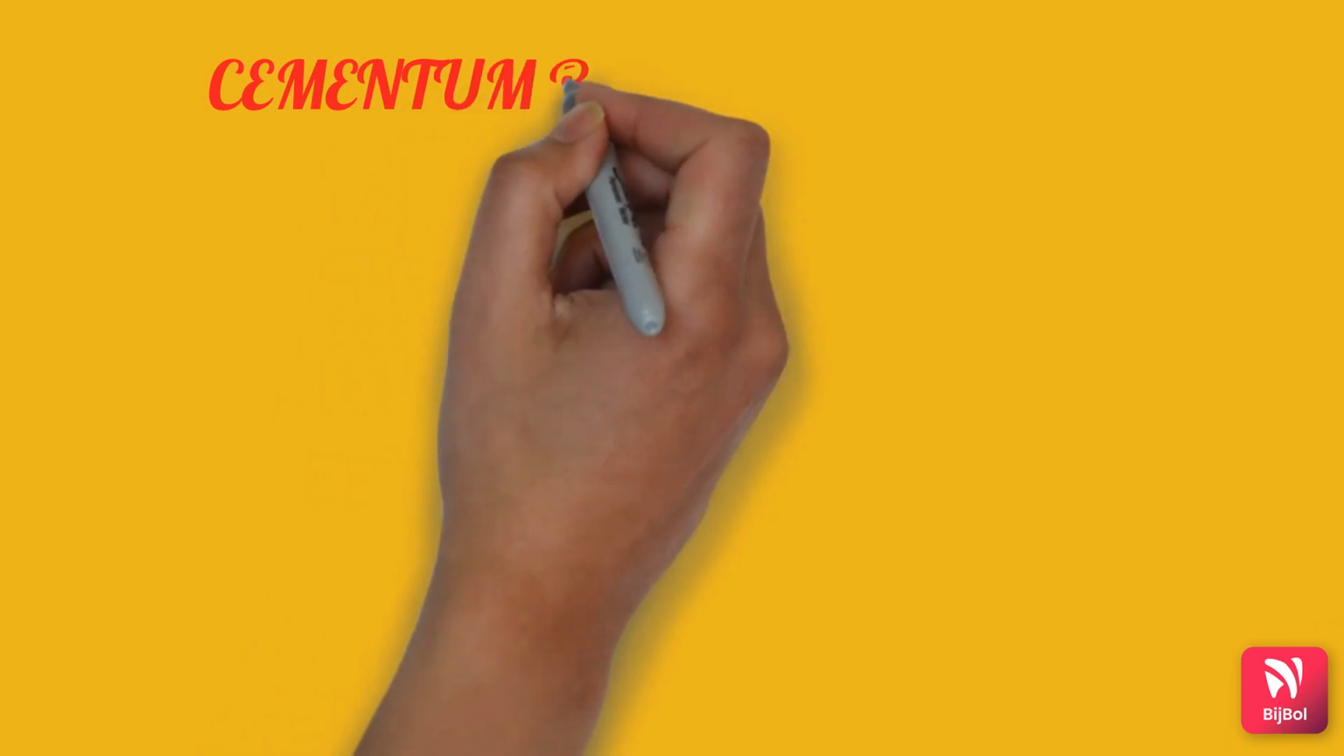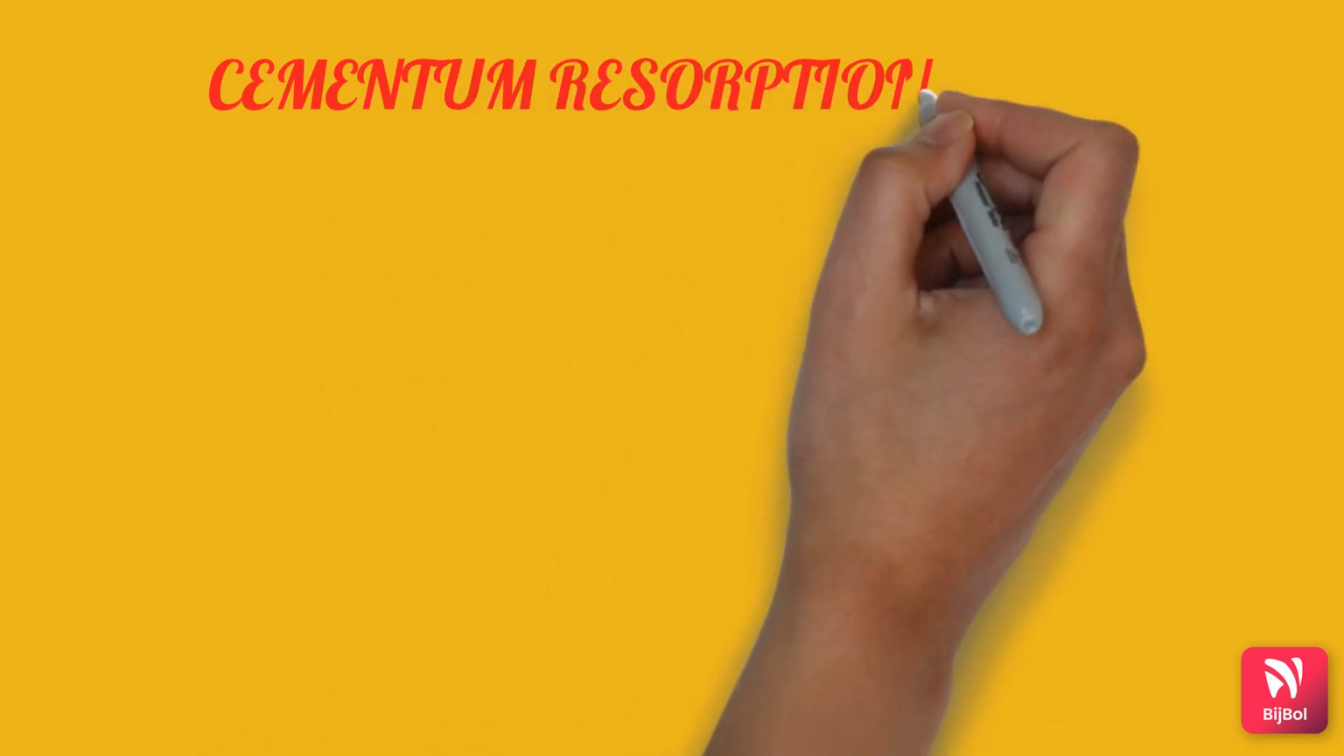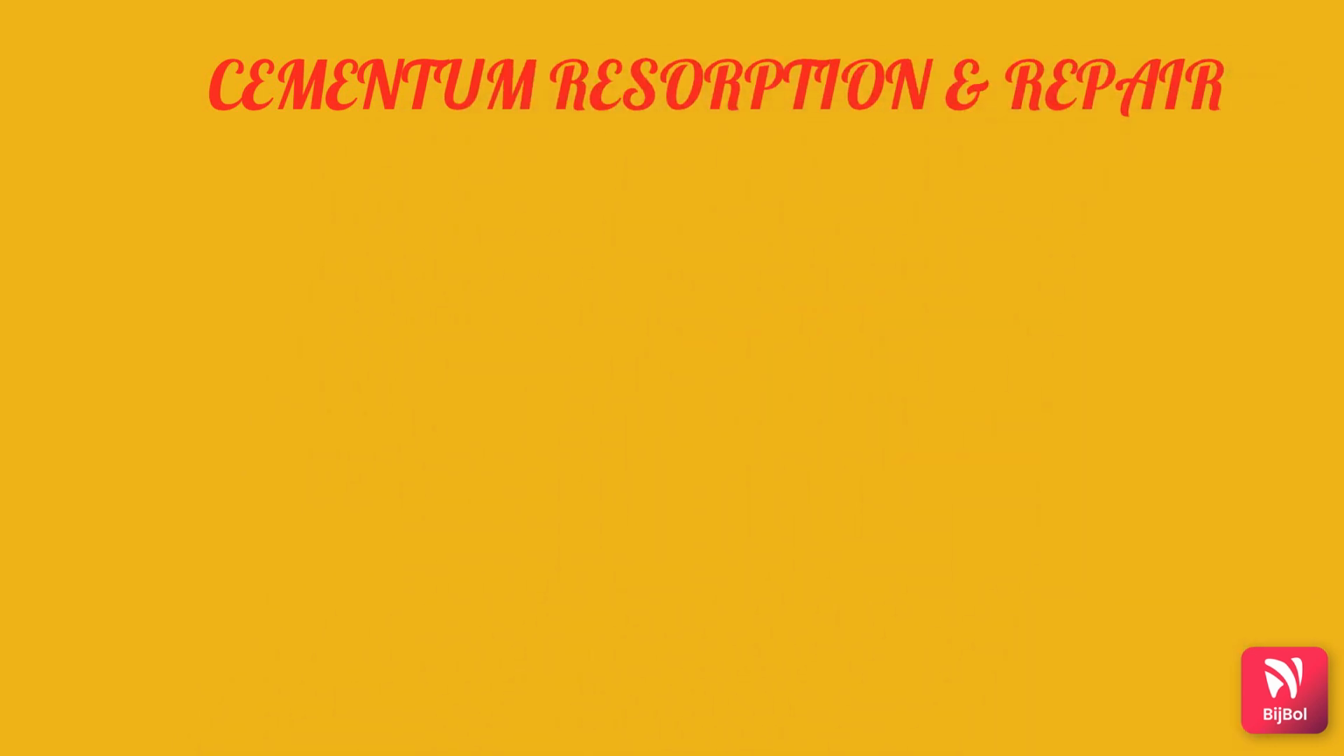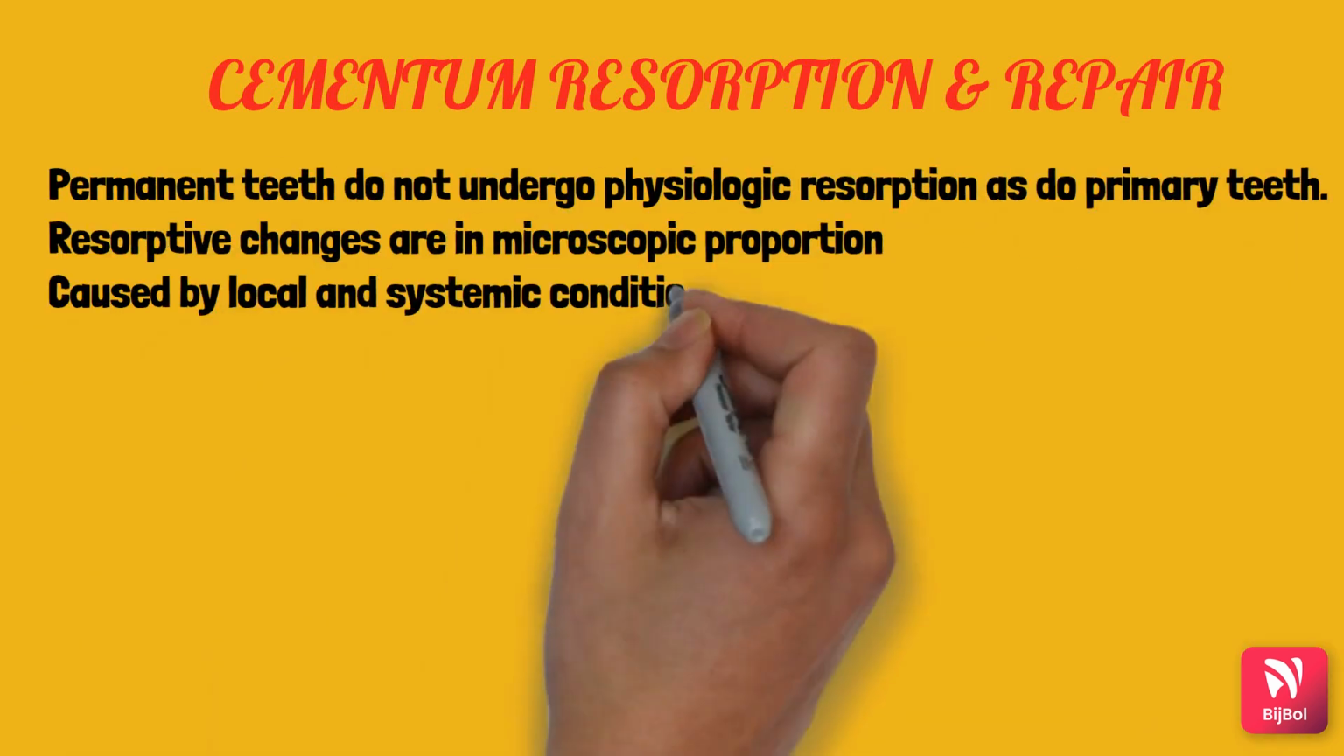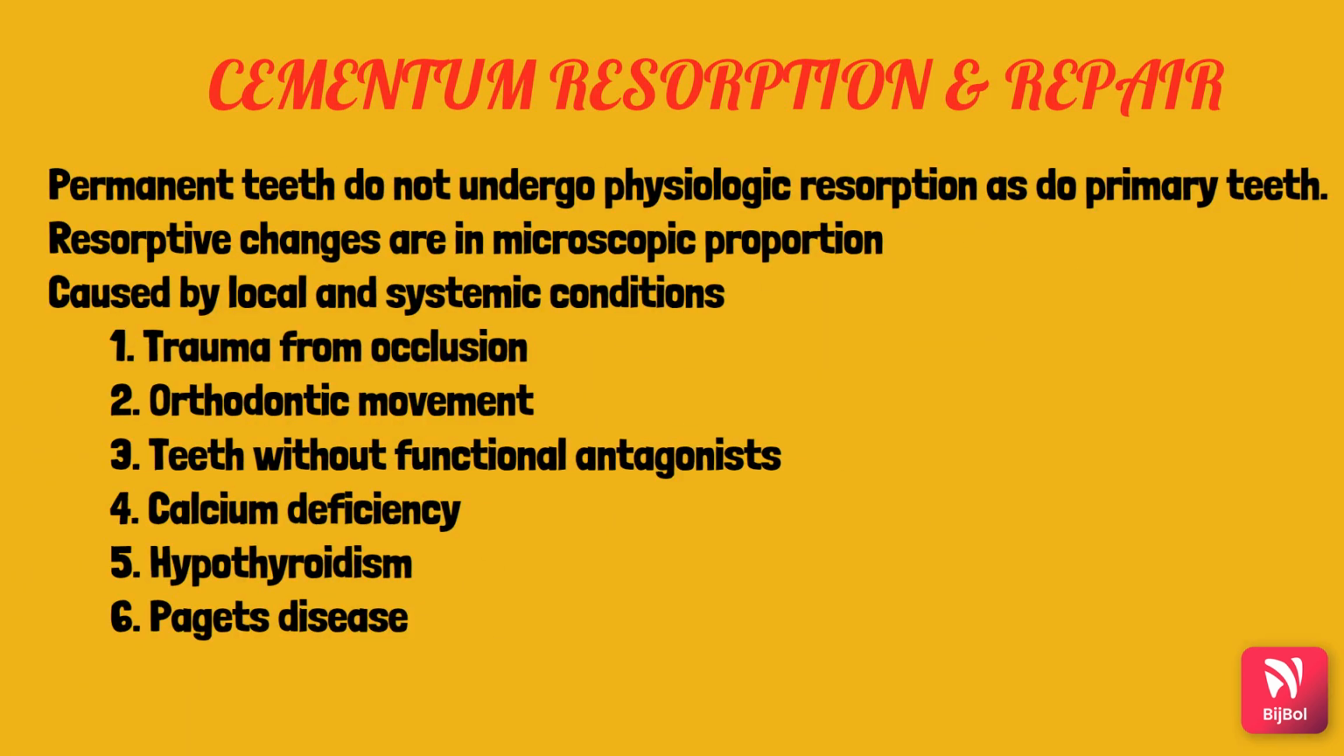Next, we will learn about the cementum resorption and repair. As we already know, the physiological resorption process takes place only in the primary teeth, it does not occur in case of permanent teeth. But the cementum of either erupted teeth or unerupted teeth will undergo some amount of resorptive changes, but these resorptive changes are of microscopic proportion. So radiographically also we cannot detect them, since they are very small resorptive changes.